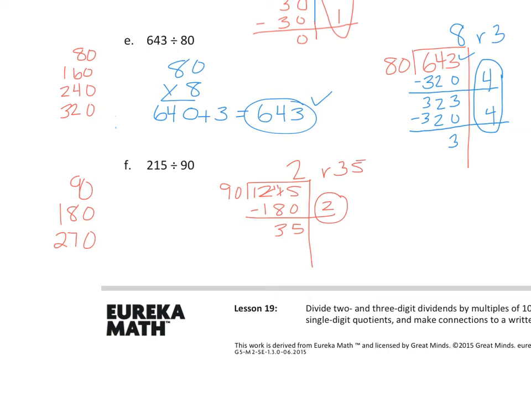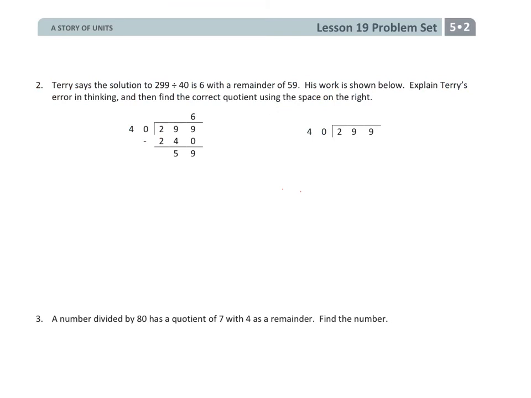And so if I check, I do 2 times 90, which is 180. And then if you add 35 to it, 0 plus 5 is 5, 8 plus 3 is 11, and then 1 plus 1 is 2. So our check does match the dividend, which means our answer, 2 remainder 35, is the correct quotient and remainder. All right, let's look over at number 2, word problem.